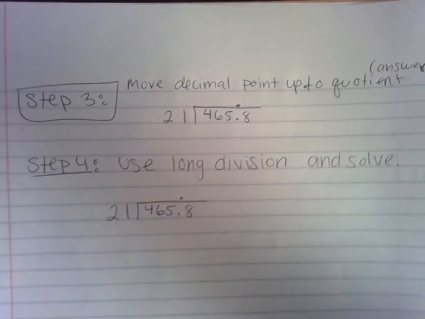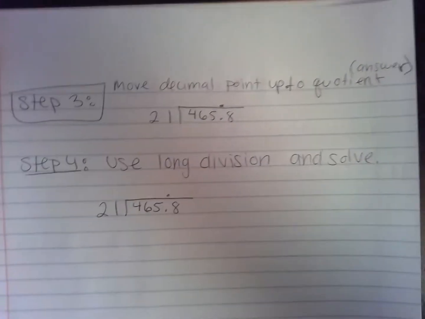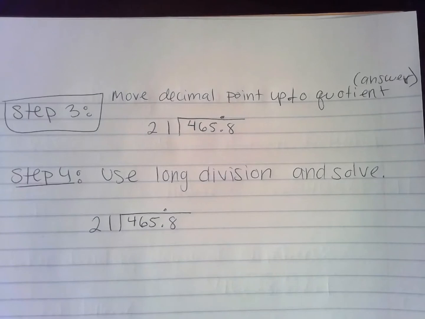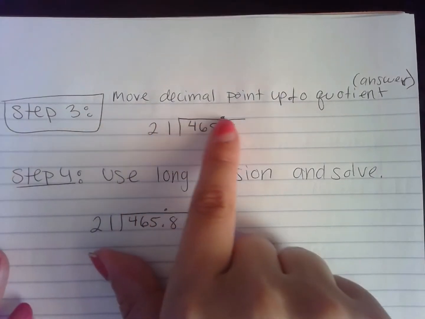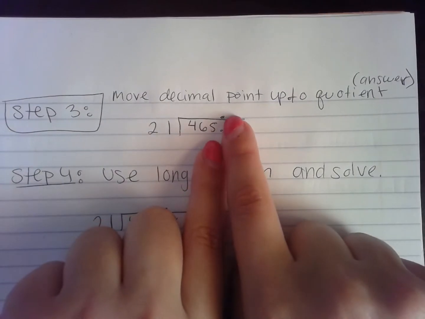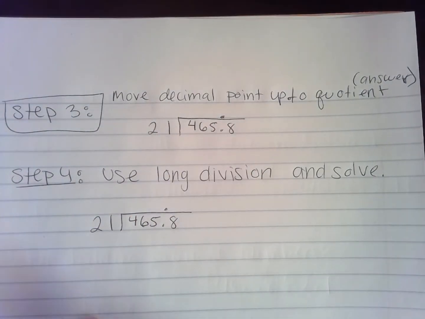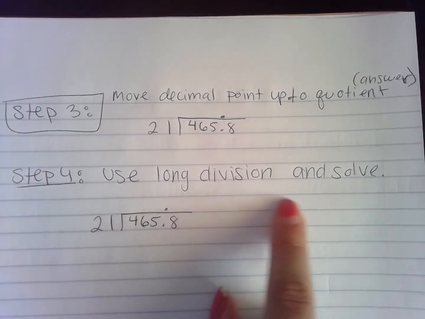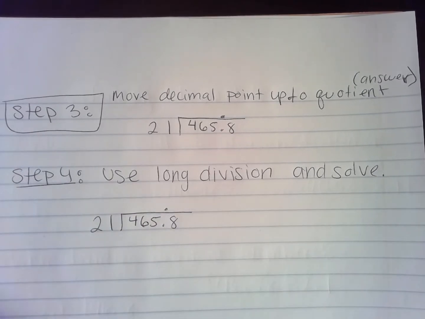And then step 3. Sorry for not having the colors, I just read it really quickly. Step 3, you're going to move the decimal point up to the quotient, which is your answer. So all I'm doing is just moving that decimal point up. And step 4, we're going to use long division, and we are going to solve.